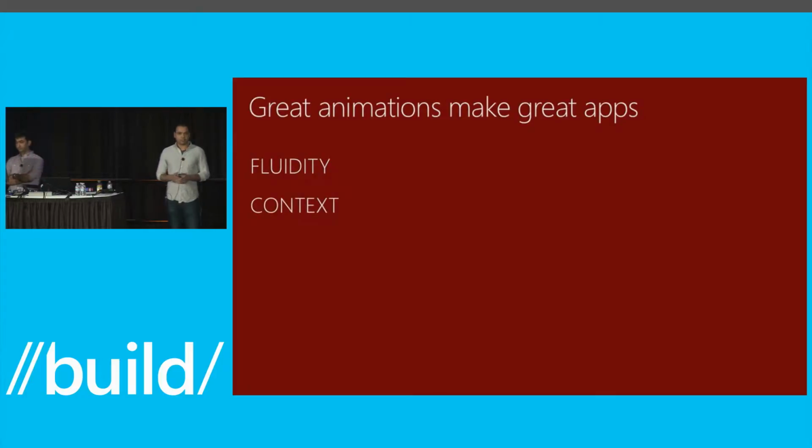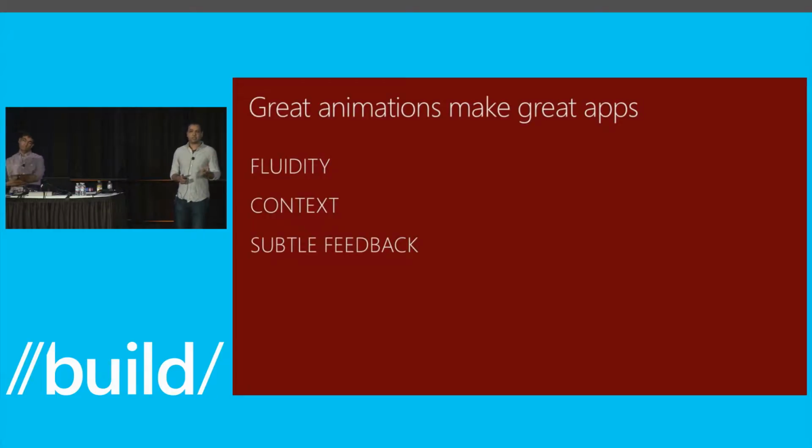Another is context. Sometimes an animation exists to provide the user context. An example of this on the Windows Phone is the continuum animation, and we'll talk about it. You might have seen this when you click on an email, and then you see the text fly out and fly in as you go to see the details of that email. It provides you that context, that continuity.